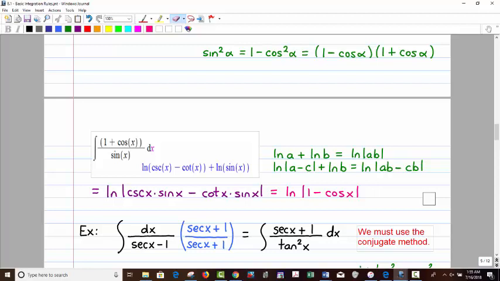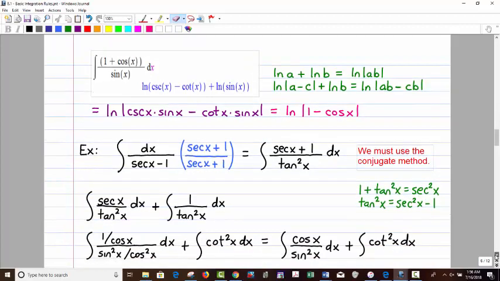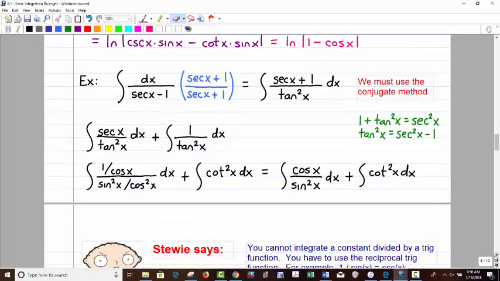So, I see what I did. I used the property where this is addition. In other words, natural log of a plus natural log of b is the natural log of a times b. So I took the sine and distributed it through the parentheses, and then cosecant times sine is 1. Cotangent times sine is cosine. So, yeah, Maple gave a different answer, which was also correct. Isn't that fun? Here's one with a secant.